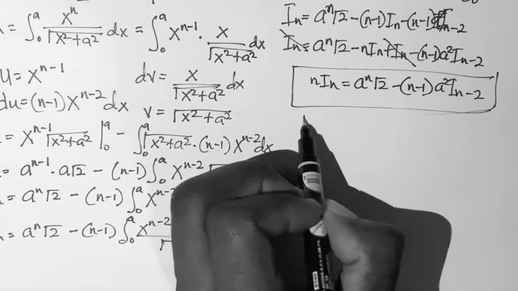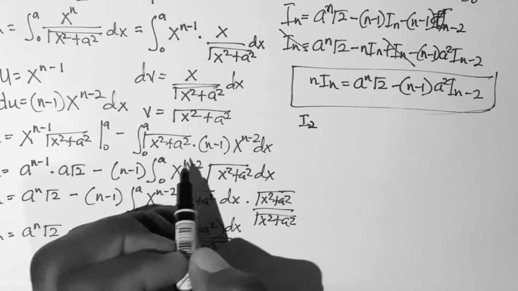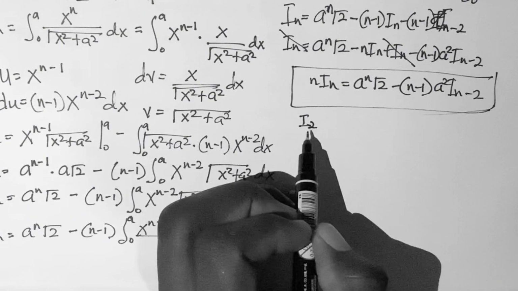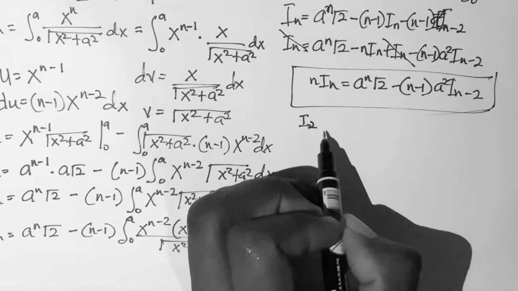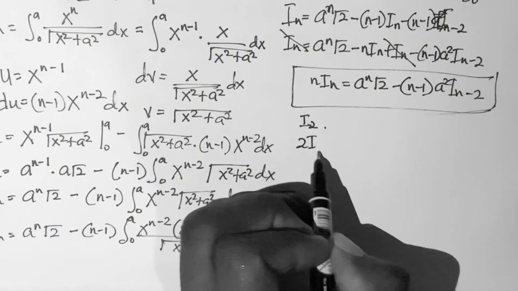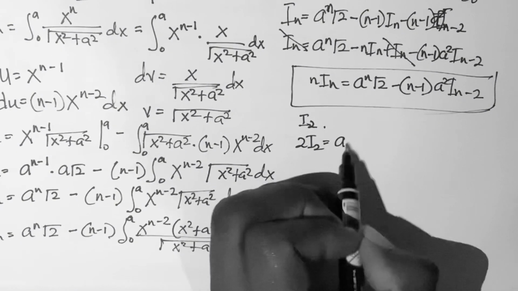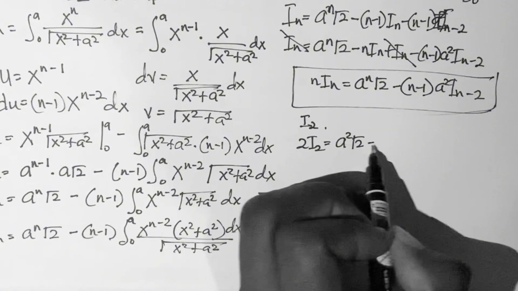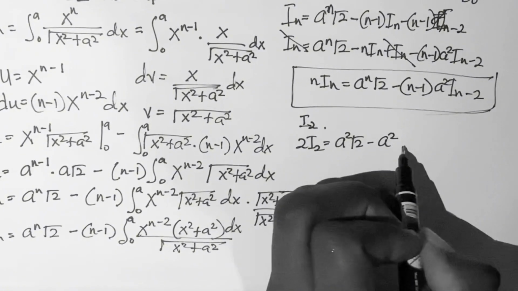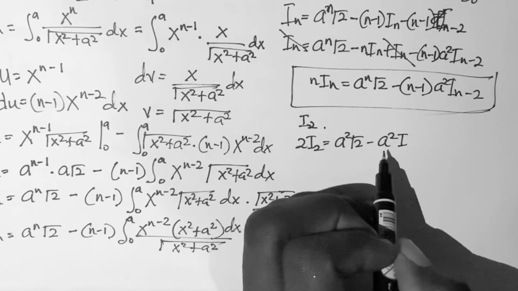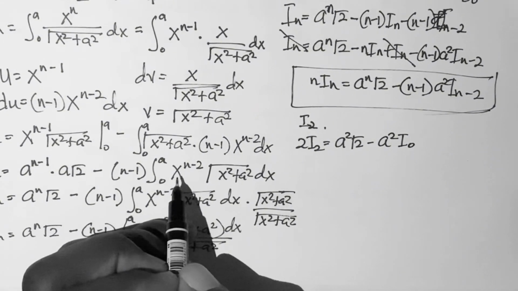Now, the next thing is he said we should evaluate I of 2 and I of 4. So let's start with I of 2. If we put n equals 2 here, we find out that this will become 2 I of 2 is equal to a squared root 2 minus 2 minus 1 is 1. So minus a squared I of 2 minus 2 is I naught.